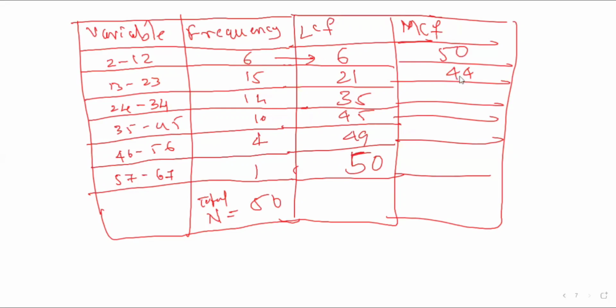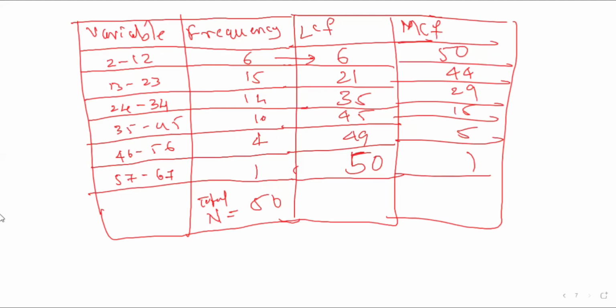50 minus 6 gives 44. Next cumulative frequency is 44 minus 15, that is 29. So 29 minus 14, that is 15. 15 minus 10, 5. 5 minus 4, 1. Right. So these are the more than cumulative frequencies. A very simple trick you should remember: to find LCF values, just go on adding the frequencies. To find MCF values, the more than cumulative frequency values, just go on subtracting the values.